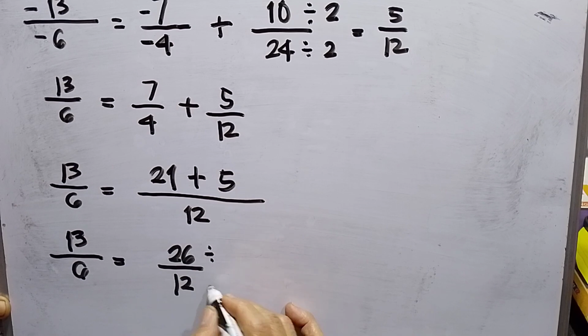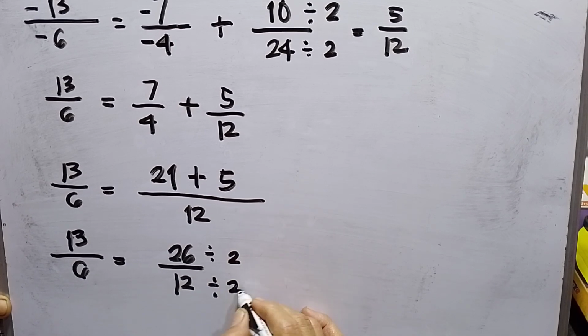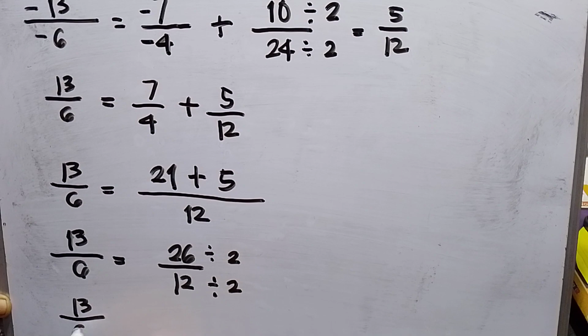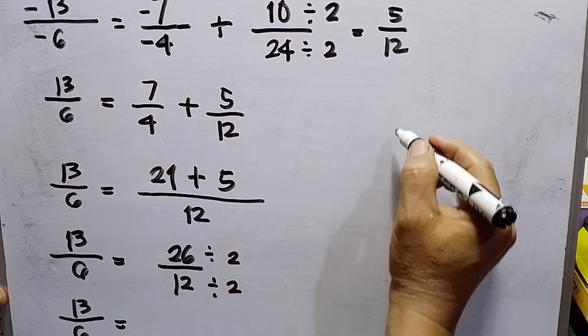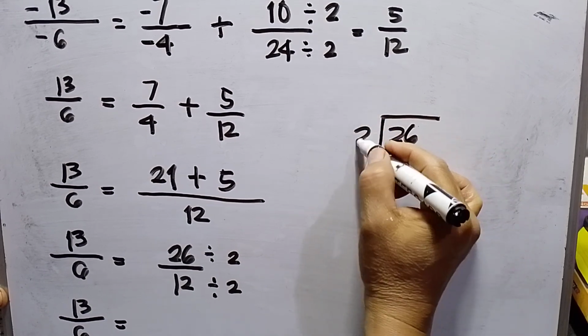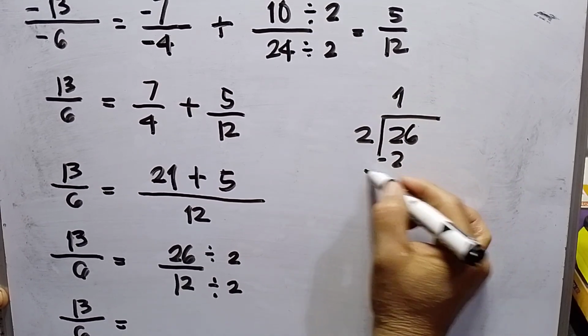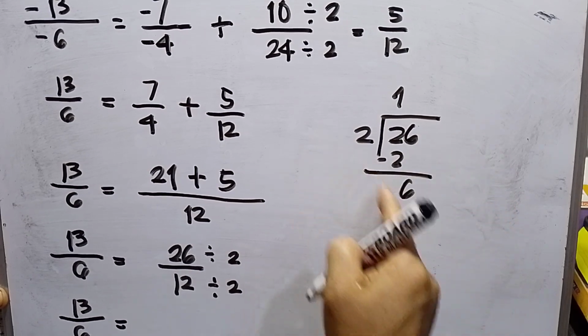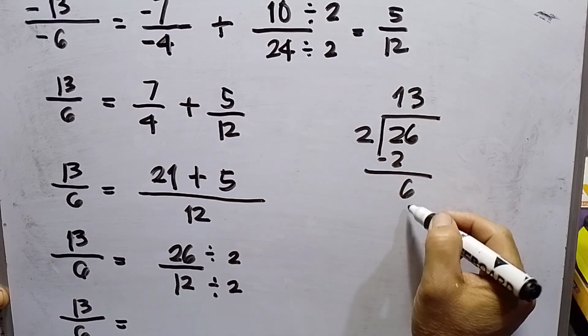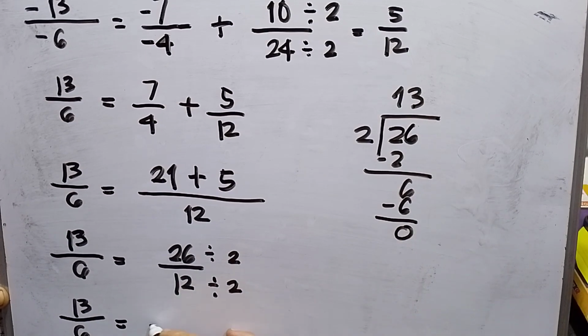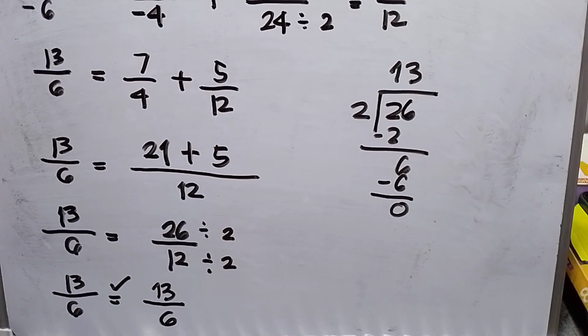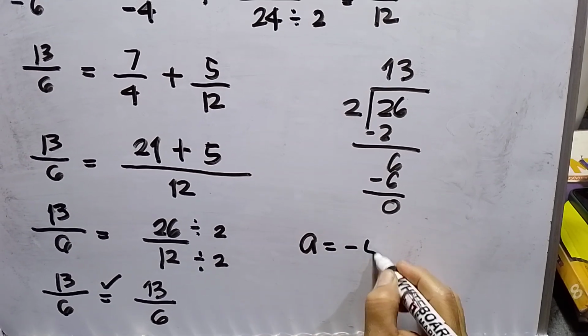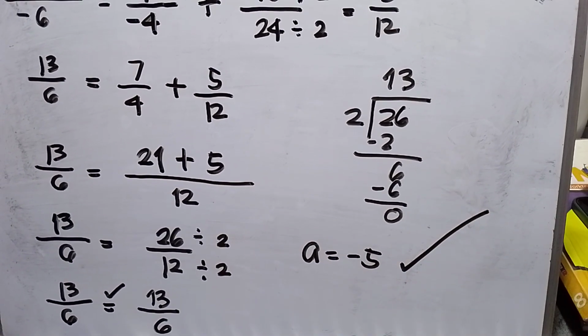Can we divide this one or reduce this one by dividing 2? So this will be 13 over 6. How about at the right side, the fraction? So 26 divided by 2. So this is 1. Then multiply 0, bring down 6. How many 2 do I have in 6? That is 3. 3 times 2 is 6. And take away, that will be 0. So my numerator is 13. And then 12 divided by 2 is 6. So this is correct. So my root for number 2, a equals negative 5, is correct. That's all for this topic.